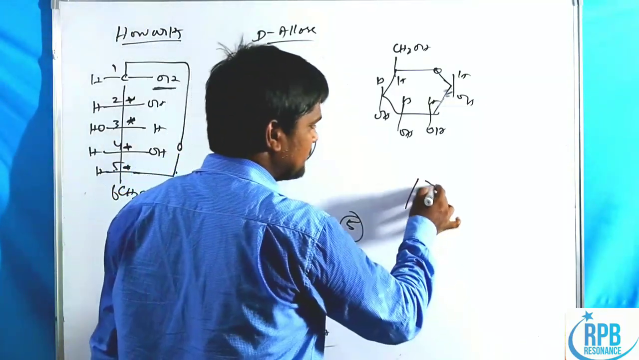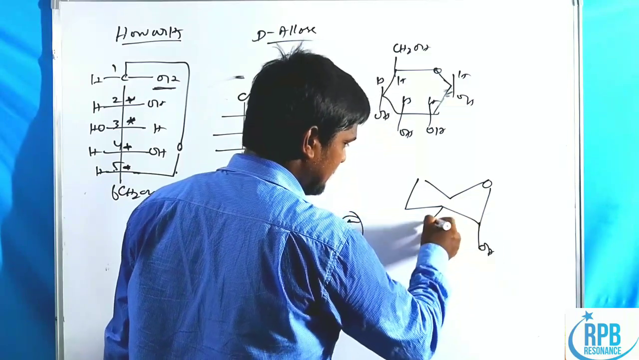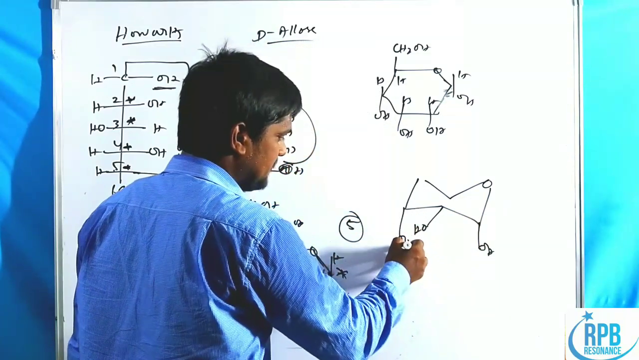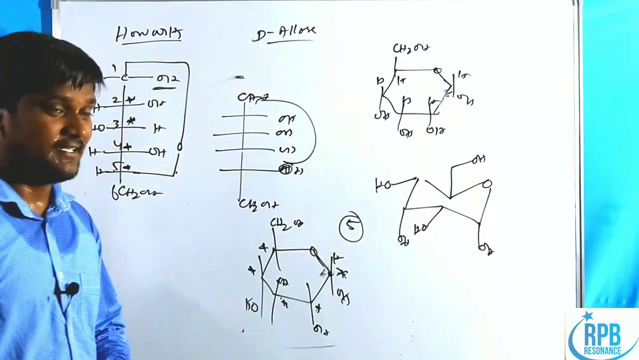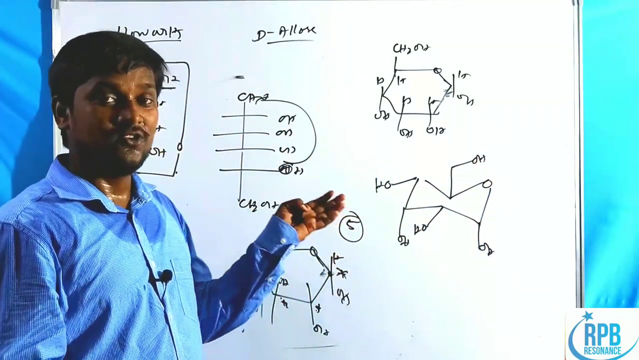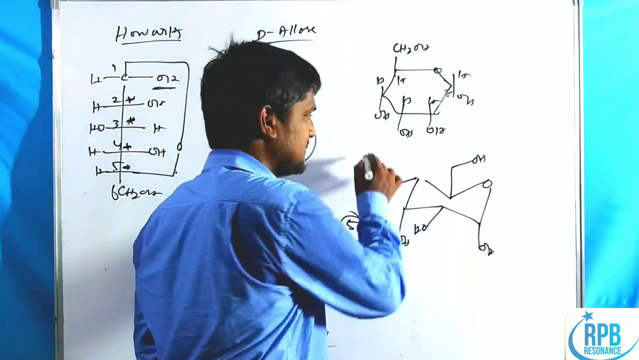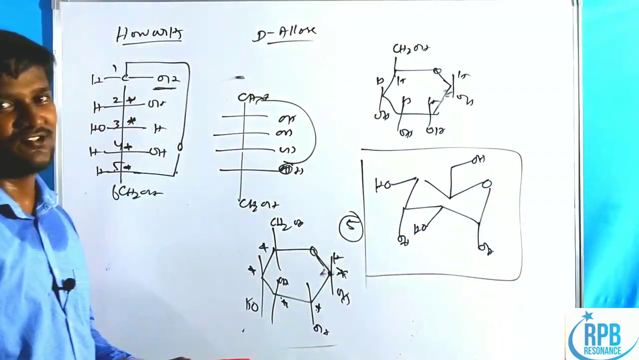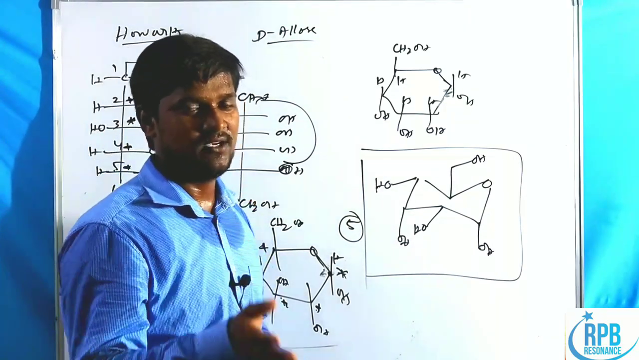Sometimes they give this type of structure. Now let us examine for yourself whether it is an alpha isomer or a beta isomer, and whether it is glucose, talose, galactose or mannose. Among them, which is the correct option? Let us examine yourself. If you find the nomenclature of this structure, then mention it below in our comment box.